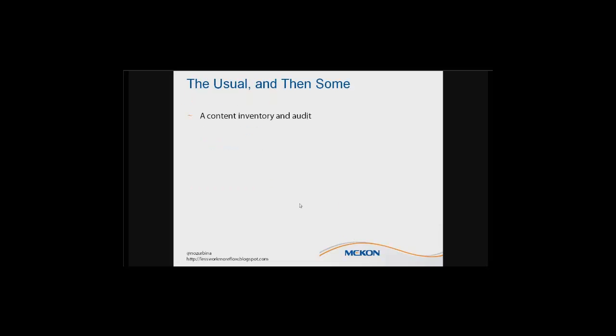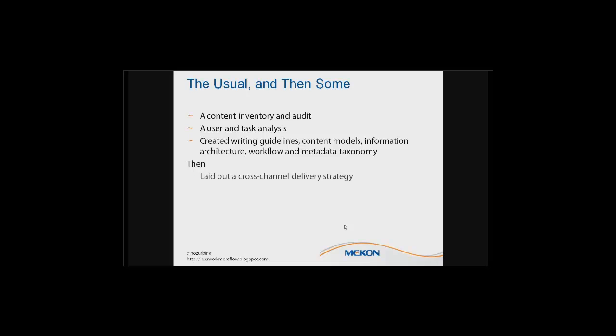So we did the usual kind of stuff and then some. We did a content inventory and audit, user and task analysis. We created writing guidelines, models, information architecture, and all that good stuff. And then we laid out a cross-channel delivery strategy. And we reviewed and implemented a CMS and a content API.